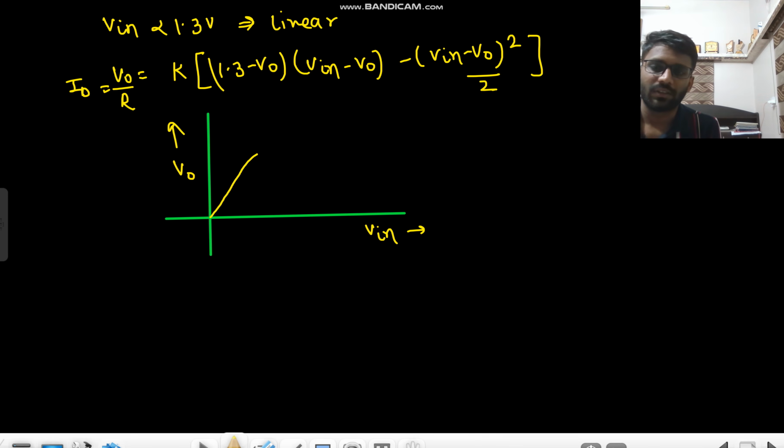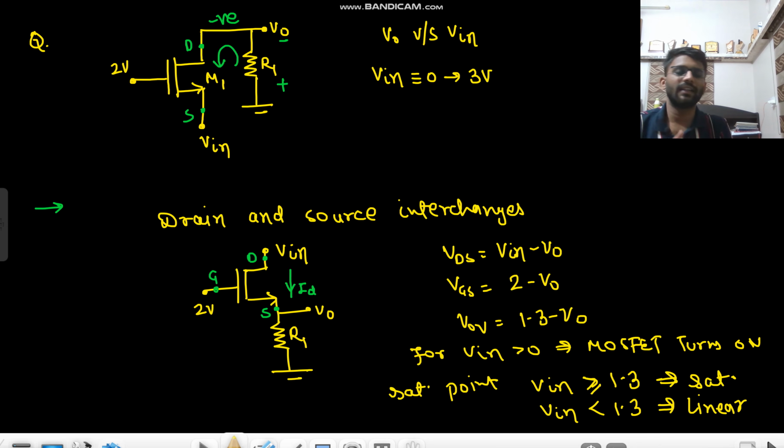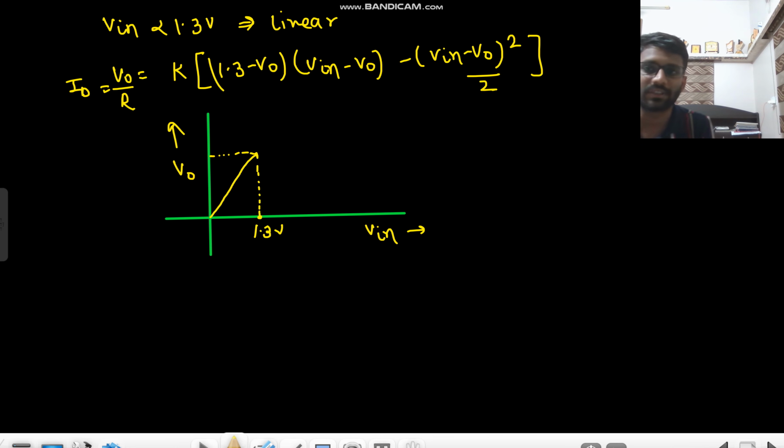So for 1.3, many people don't believe in writing the equations. They directly see that if I further increase, then current will also increase, and then Vo will increase. So they will just draw the graph with Vo increasing in saturation, after 1.3. But we will see what happens.